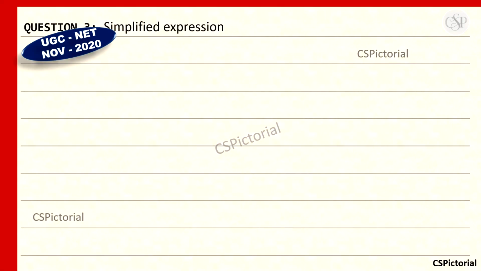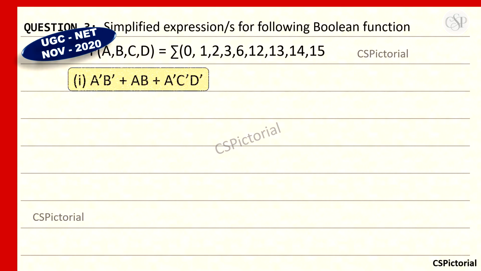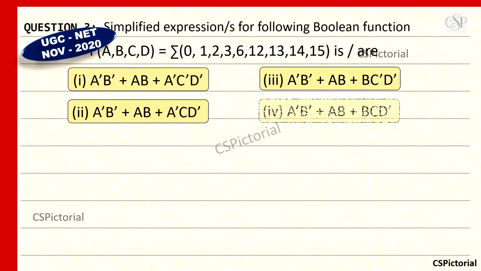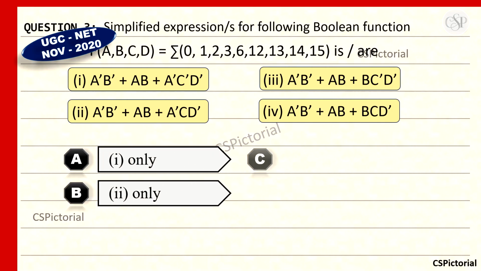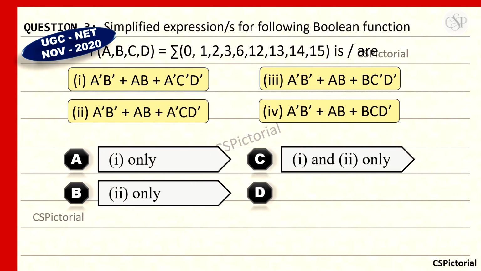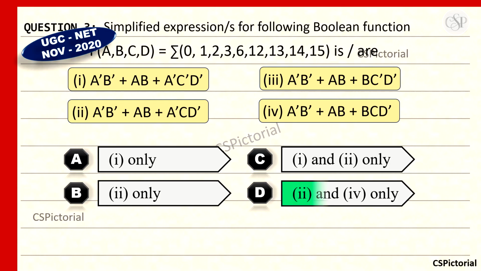Simplified expressions for the following Boolean function. The simplified expressions and the options are given to choose. The given expression may have one or even two simplified forms. The answer is option D, second and fourth only. Let's find out the solution.